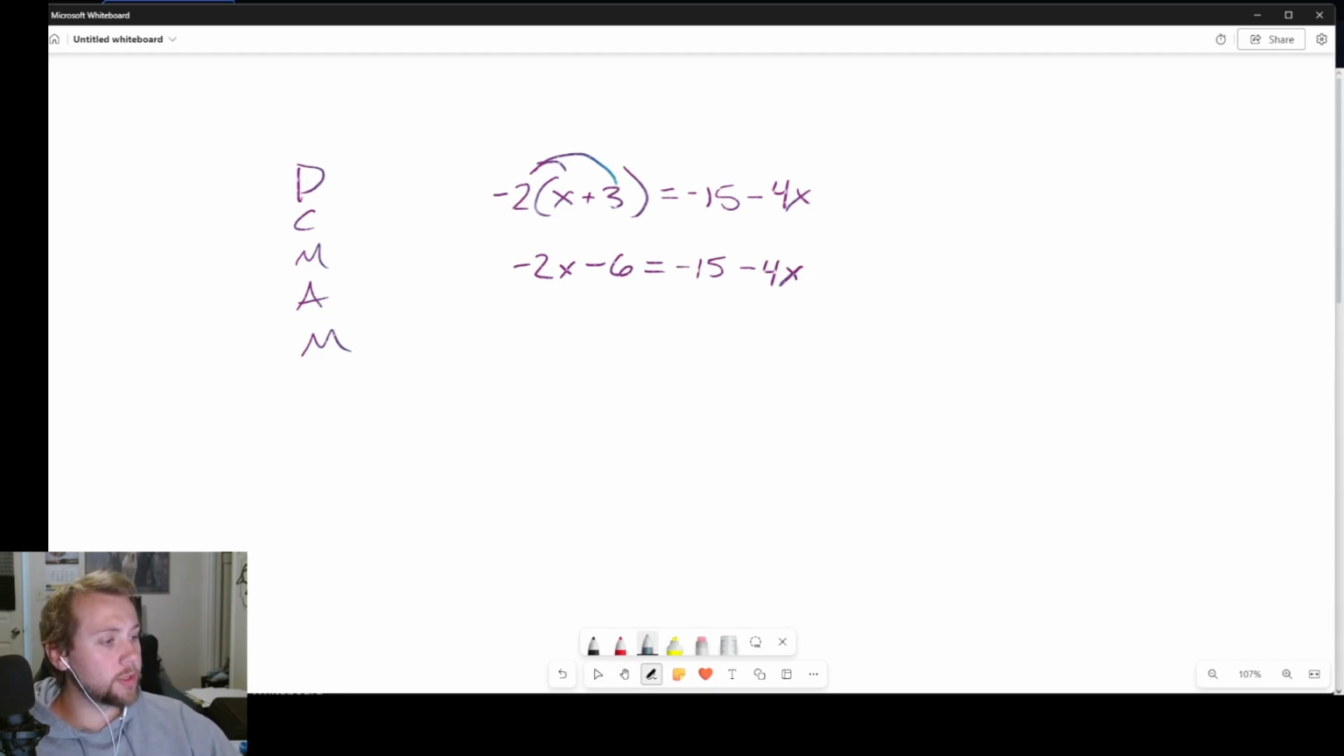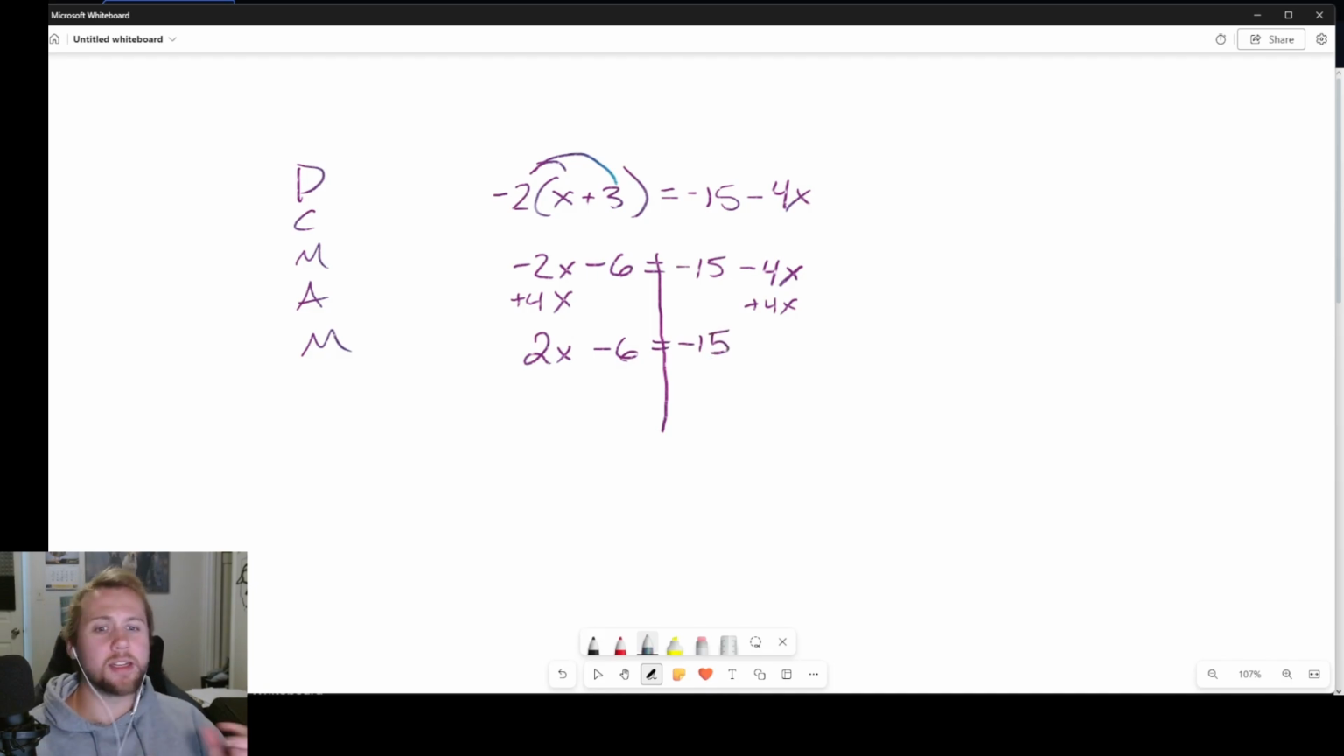Moving our variable here, you could either add 2x to both sides because that's the opposite of negative 2x, or you can add 4x to get rid of it on this side. I'm going to add 4x. You can add 2x to both sides. You'll still get the same answer. But if I add 4x, I'll get a positive number in front of my x because negative 2 plus 4 is 2, a positive 2. I recommend trying to eliminate any negatives that we can get rid of.